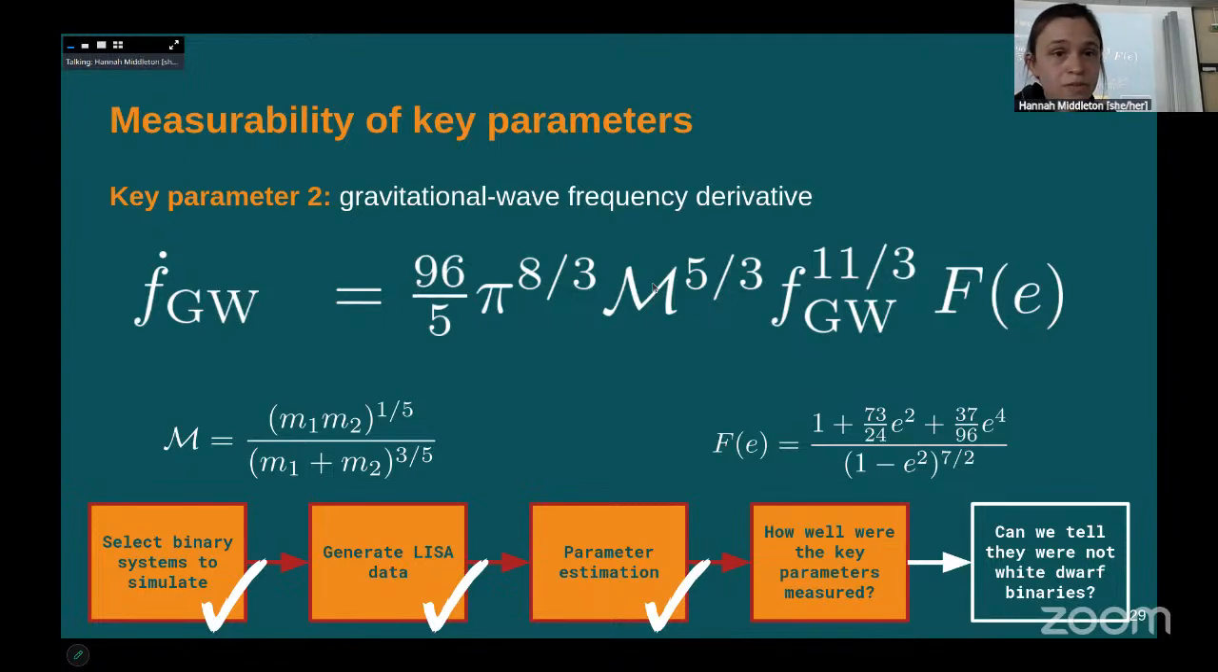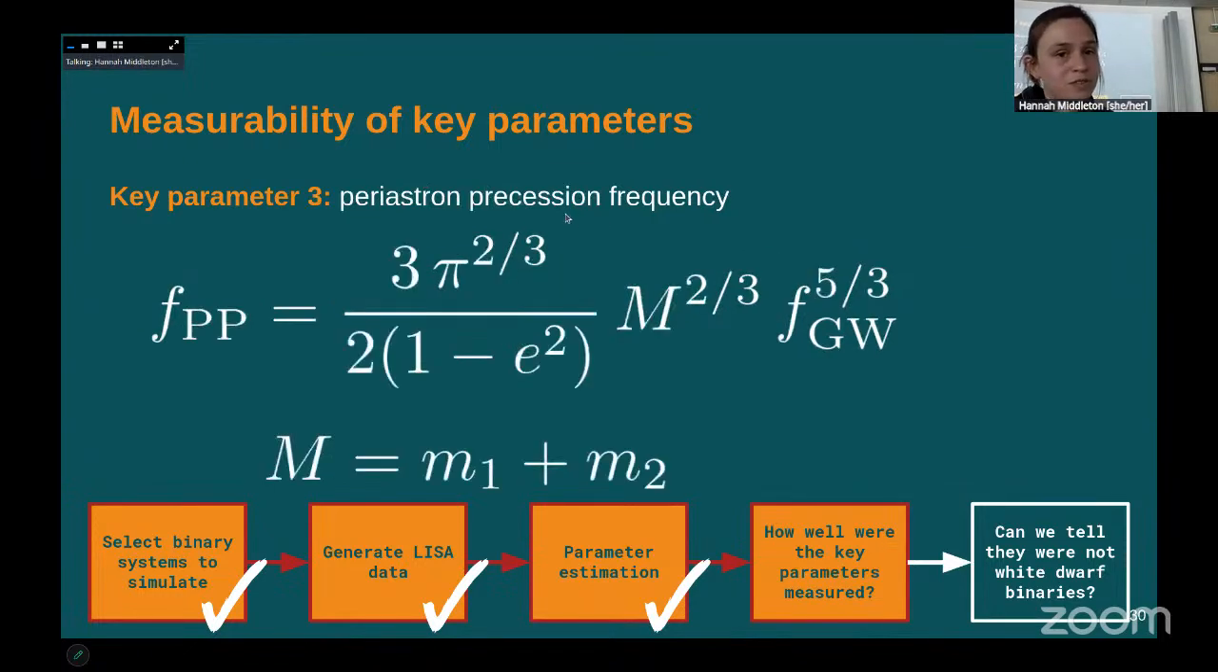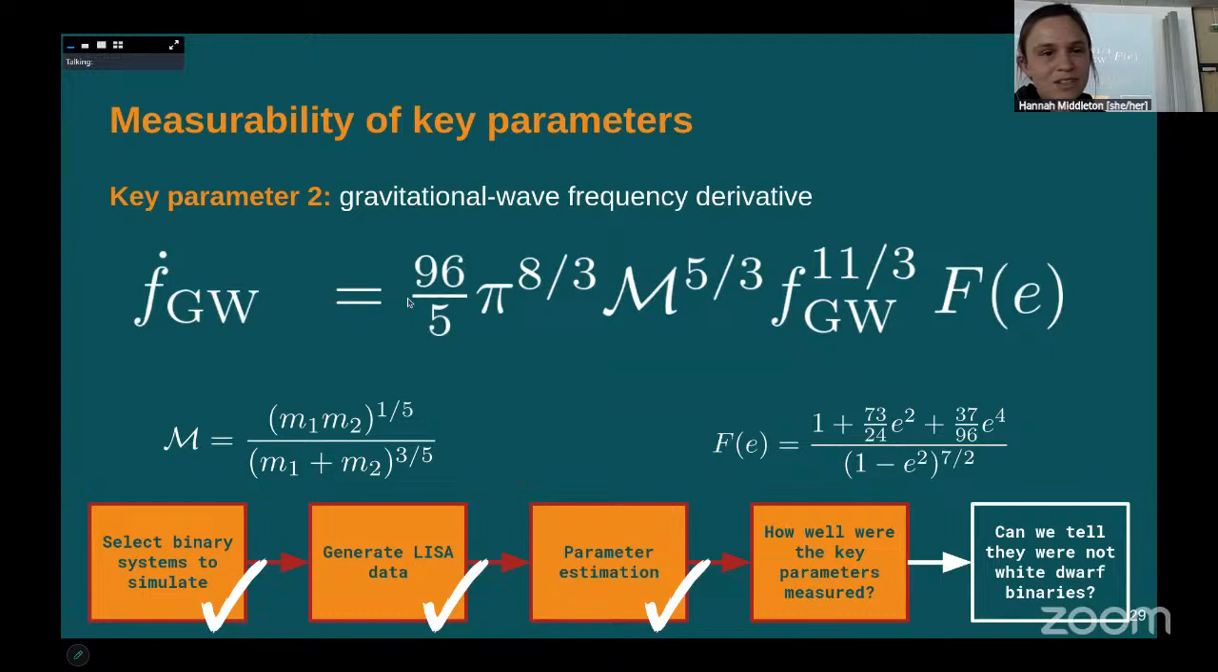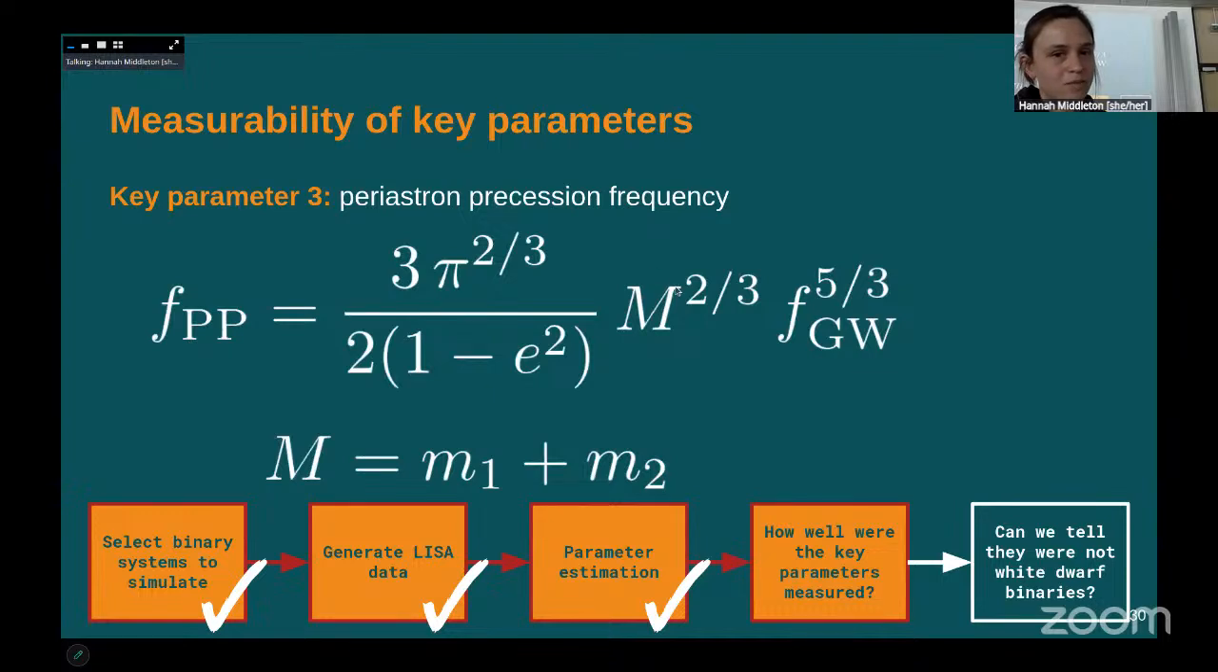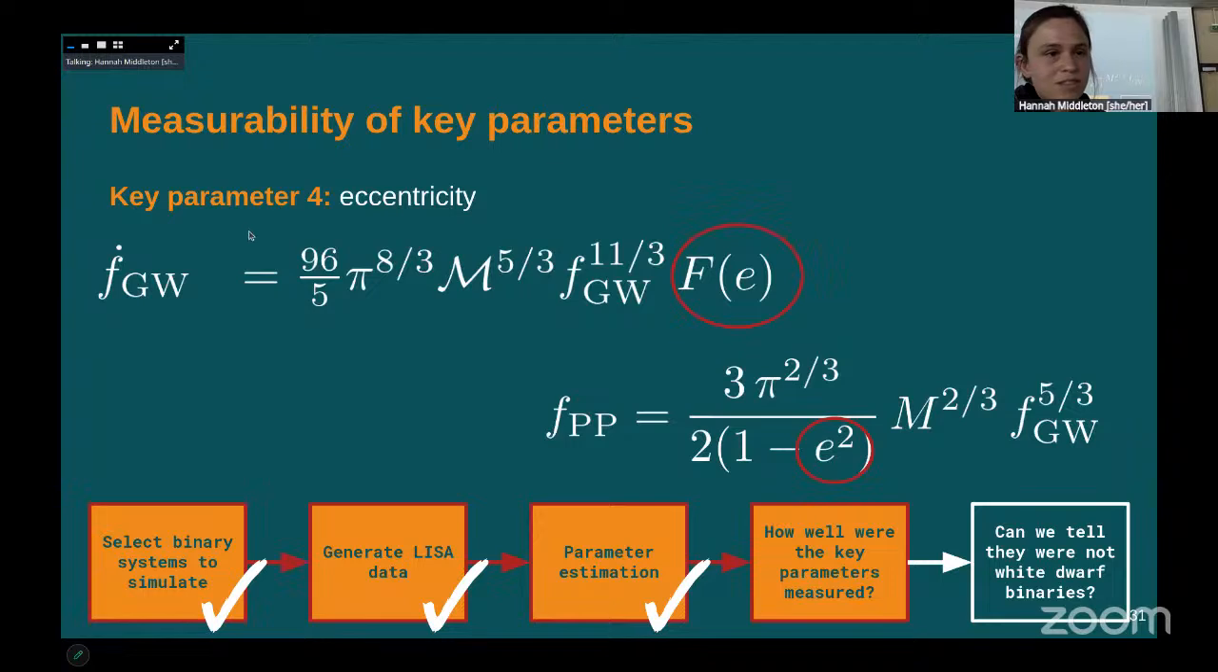And then similarly, we can use the periastron precession frequency, which depends on the total mass, so M1 plus M2, and the gravitational wave frequency, and also the eccentricity. So now we've got a couple of equations where we can measure these quantities and then convert them into the masses, the chirp mass and the total mass. But we also want the eccentricity because we need to be able to measure this to place a constraint too. So here we show both of these equations, and the idea being that if you can measure these 4 parameters, you can convert those into masses, M1 and M2.